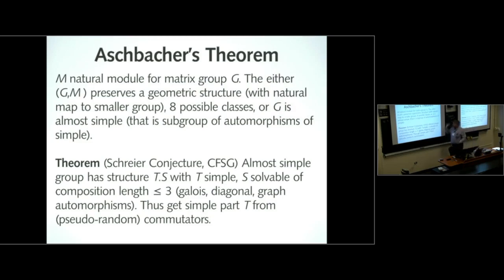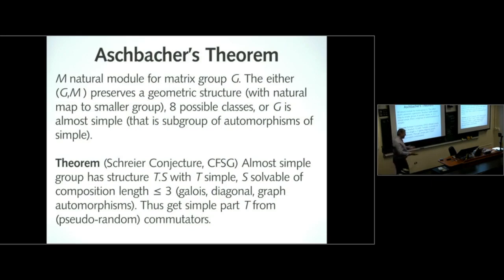so Aschbacher's theorem says, if you look at the natural module for a matrix group, so the vector space where this matrix group acts on, then either there is a geometric structure which is preserved, which I can use to build a homomorphism to some smaller group, and build the homomorphism in a sense that through base change or through something I really can build this homomorphism, or the group is almost simple. Almost simple means it's a subgroup of the automorphism group of a simple group.